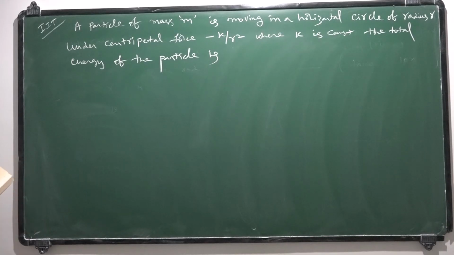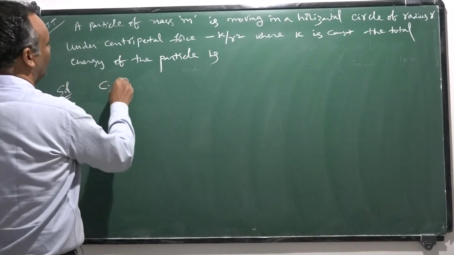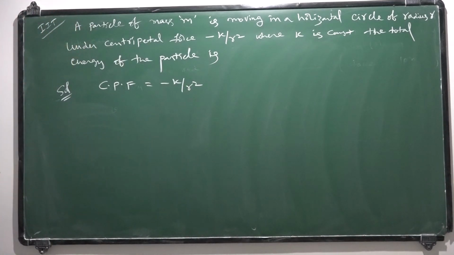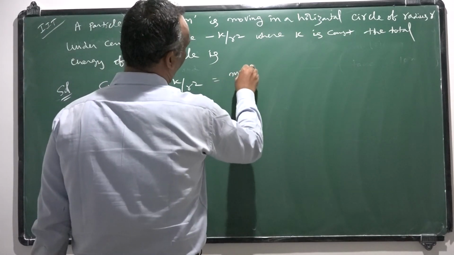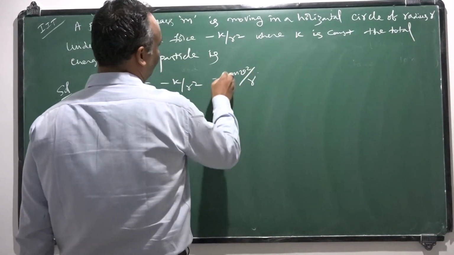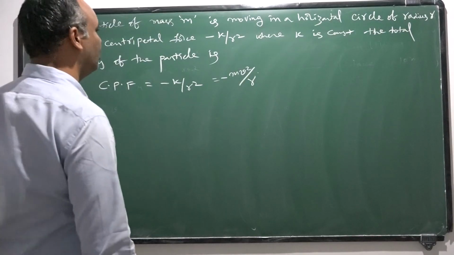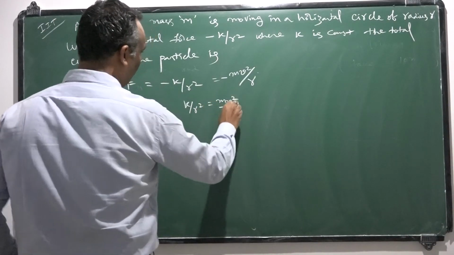The particle is moving in a circular path, so centripetal force is acting. Solution: the centripetal force acting is minus K by R square. The general formula for centripetal force is mv square by R. If we take the direction also into consideration, it is acting towards the center, so minus you can take. So K by R square must be equal to mv square by R.